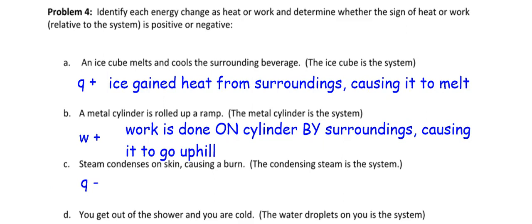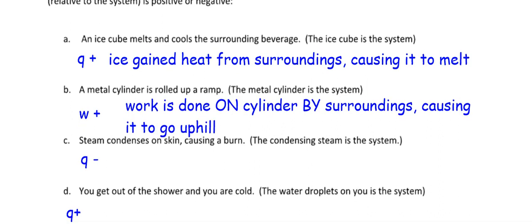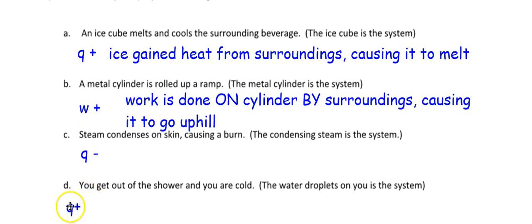What about letter D? You get out of the shower and you are cold. The water droplets on you are the system, you are the surroundings. So what's happening here? Is it a heat or a work? Hopefully you said it was a heat. And why is it positive? The water droplets are gaining energy from you so that they will evaporate. You are losing heat to the water droplets and you feel cold. Okay, let's look at the next example.